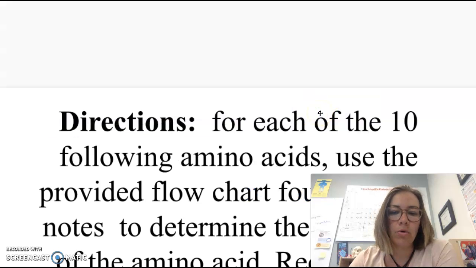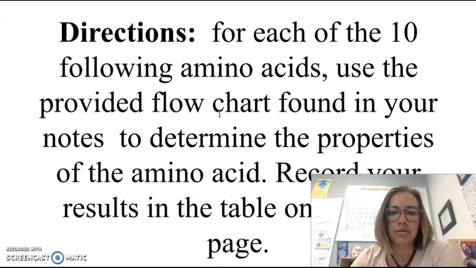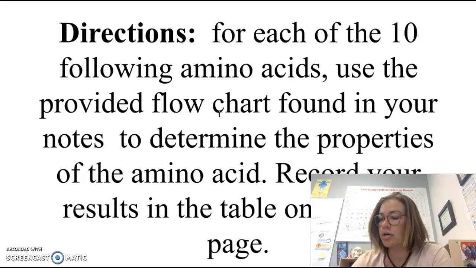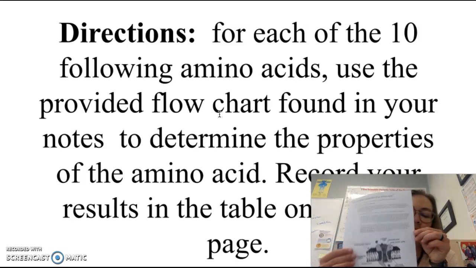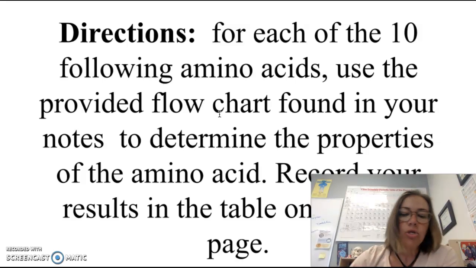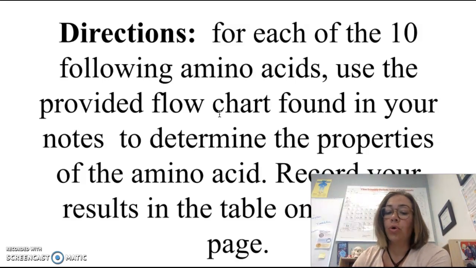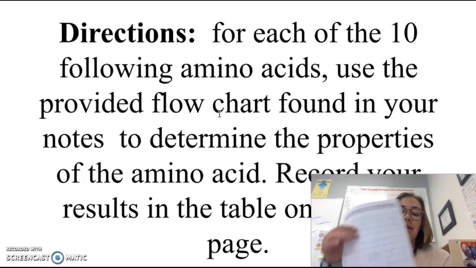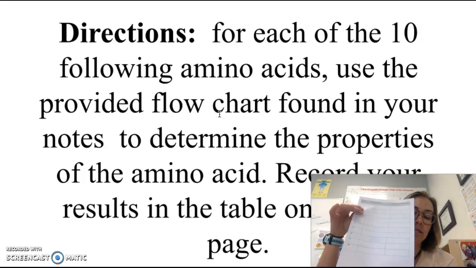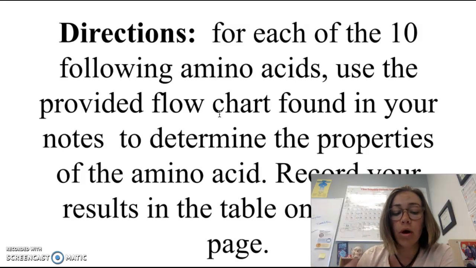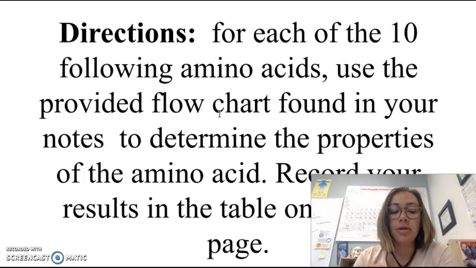So what I'd like you to do for the next, there we go. For each of the 10 following amino acids, use the flowchart. In your notes, I've given a flowchart to determine the properties of that amino acid. Record your results on the table on the next page. I've given you this table, and I'd like you to record those results. I'll do one with you, and then I'd like you to work through the remaining ones by yourself.